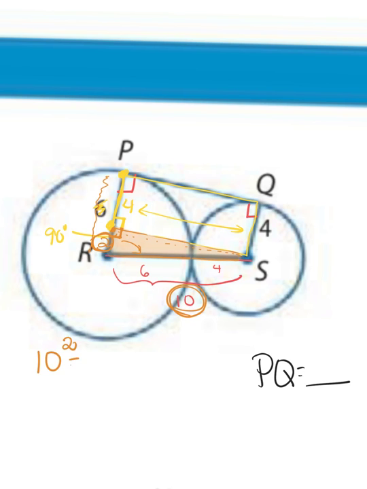I set the Pythagorean theorem up such that my hypotenuse squared equals the sum of the squares of the two legs. I'm going to call this little piece y. Then I can solve for y, and once I have y, since opposite sides of a rectangle are congruent, I have what PQ is equal to.